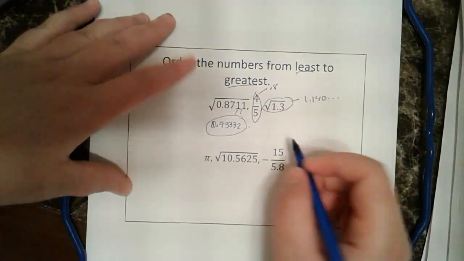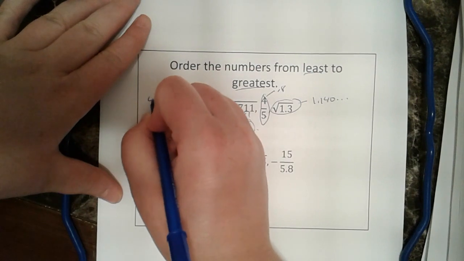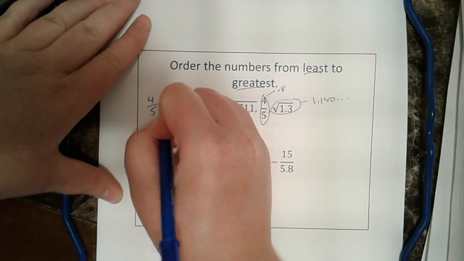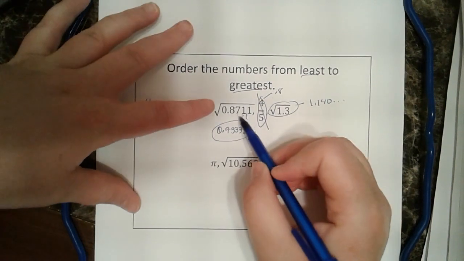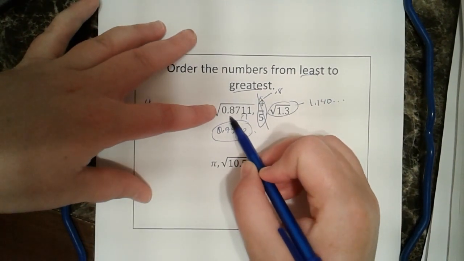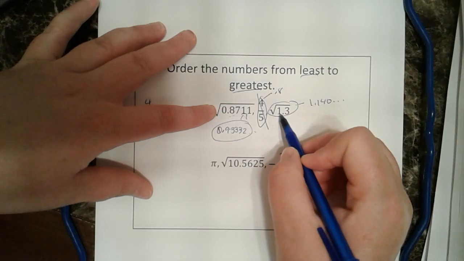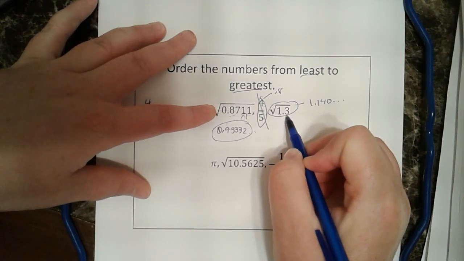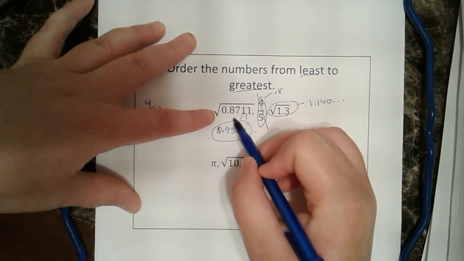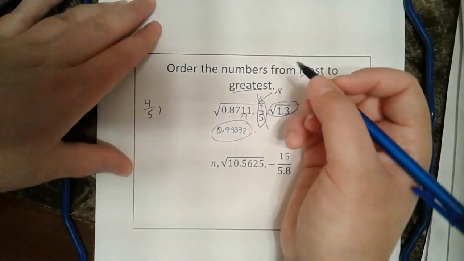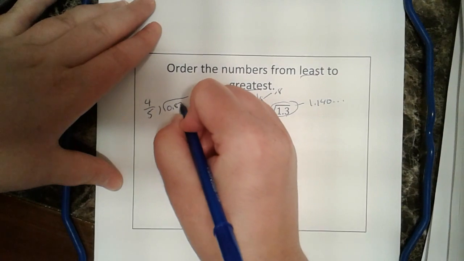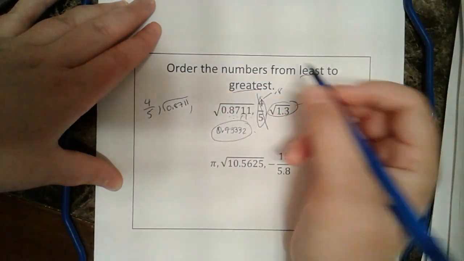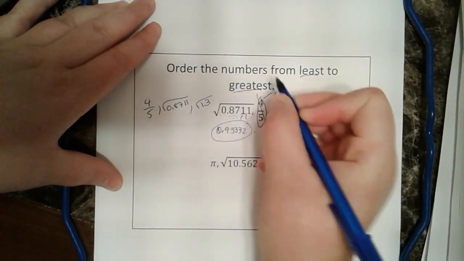So in order to do this, I'm going to put it over here. We have 4/5 is my least. What comes next? We took care of 4/5. So now we're left with the square root of 0.8711 and the square root of 1.3. Good, it's going to be the 0.8711. So next up is the square root of 0.8711 and then the square root of 1.3.